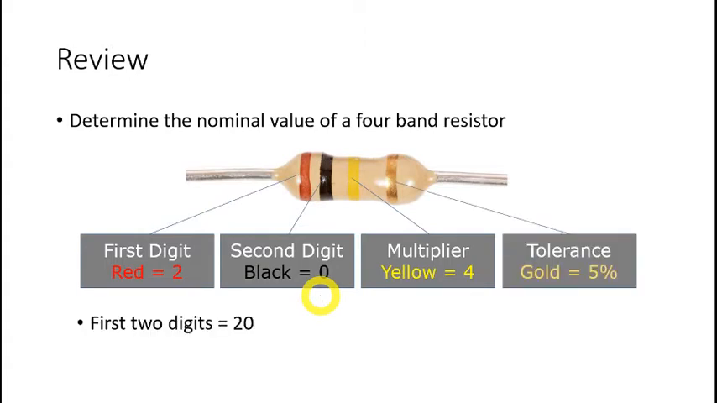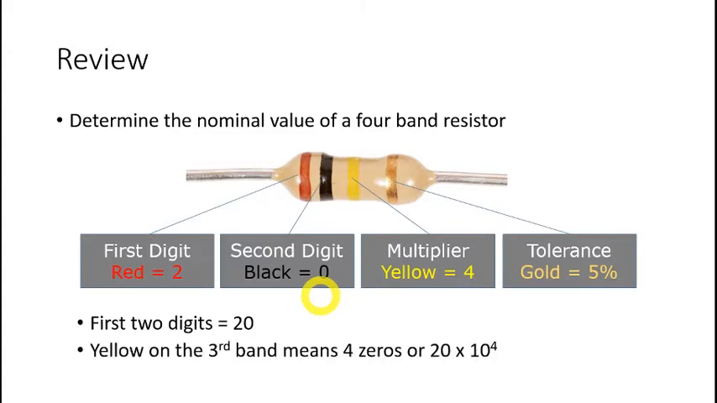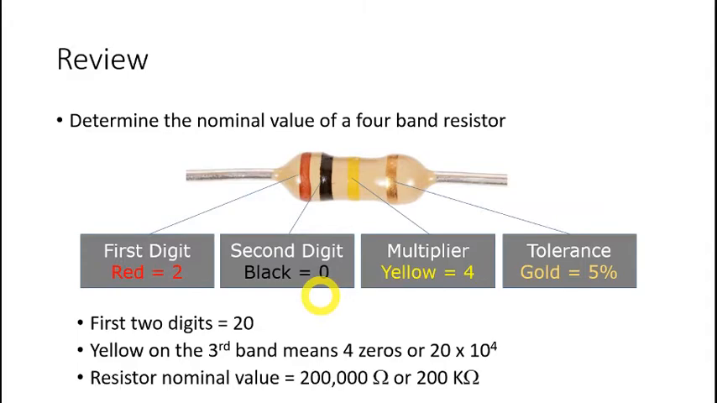So 2 digits, 20, and then the third band of 4 means we're going to take the 20 times 10 to the 4th. Okay, we don't want to have 4 zeros behind the 2. We want to have 4 zeros behind the 20, and that's going to give us 200,000 ohms, or we could simplify that in engineering notation by saying 200 k ohms.